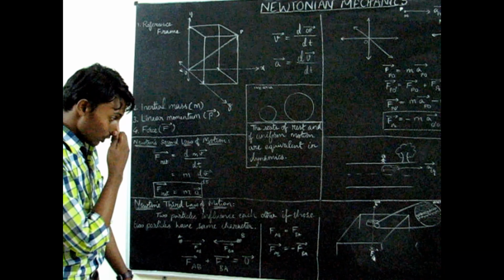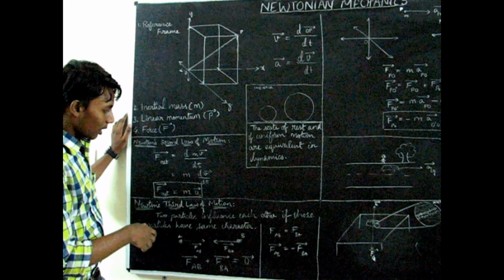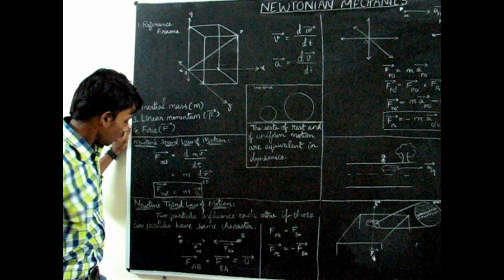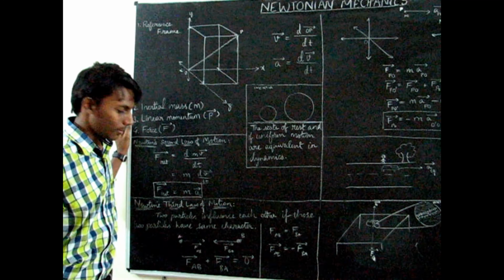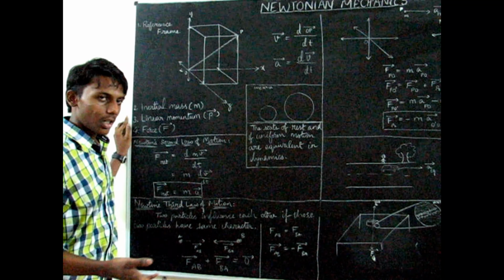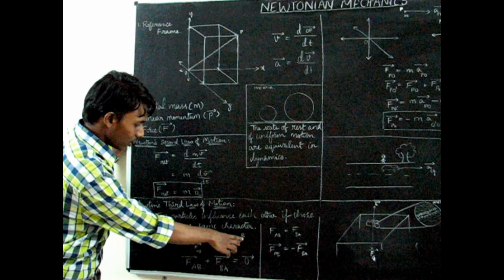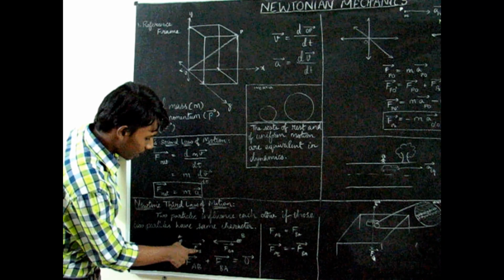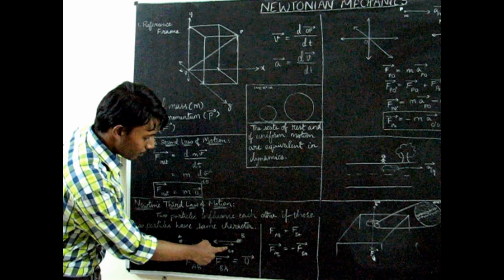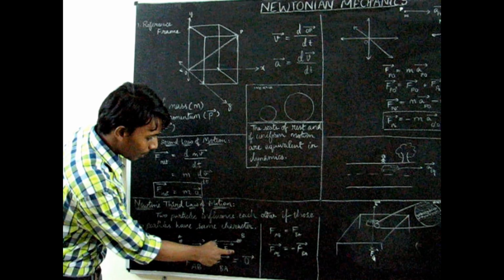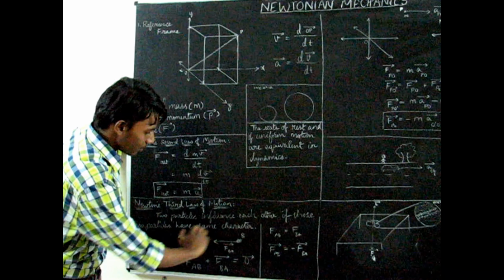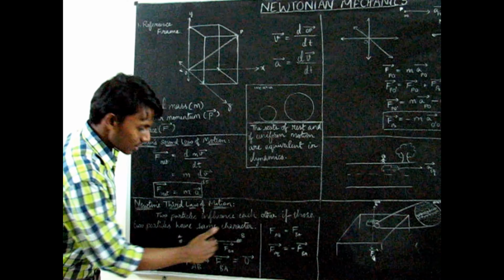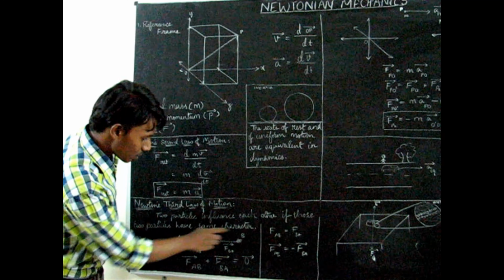Now Newton's third law of motion states, and here is another statement which I have written: two particles influence each other if the two particles have the same character. It may be mass, electric charge, or anything. Here there are two particles A and B. This is the force acting on particle A applied by particle B. This is the force acting on particle B applied by particle A. Two particles influence each other, and these forces are created because of the characters of the two particles.